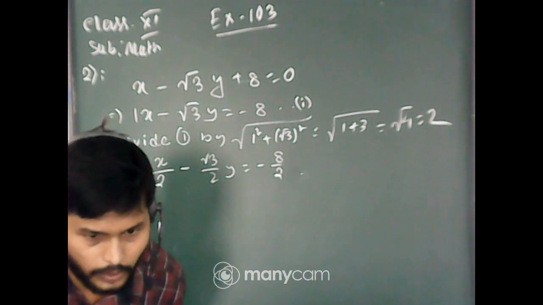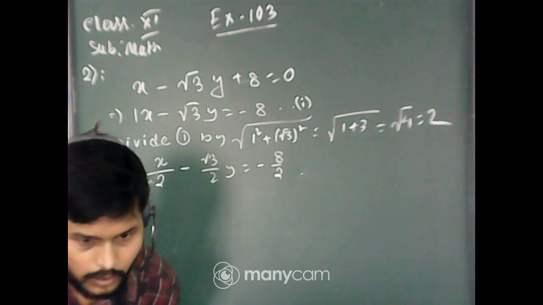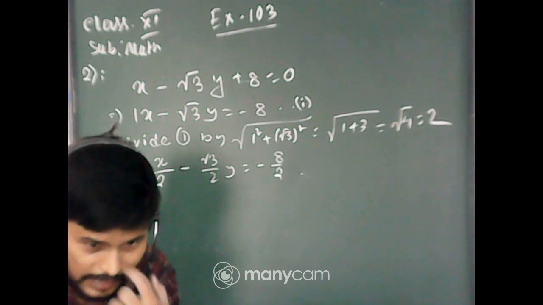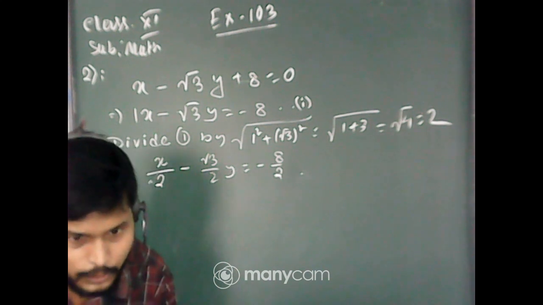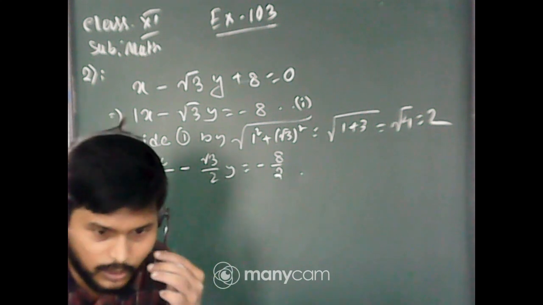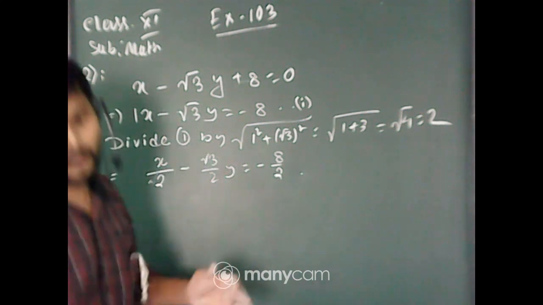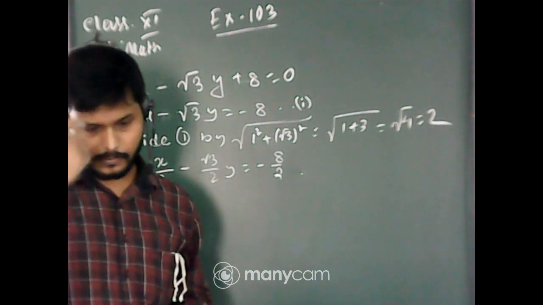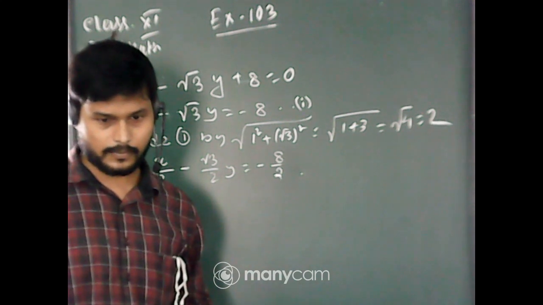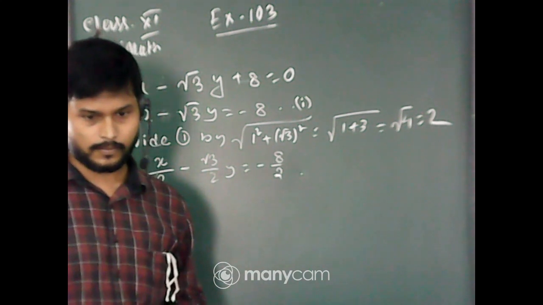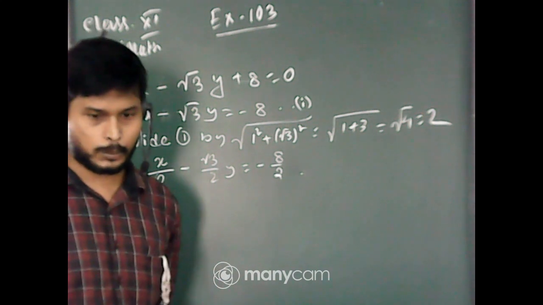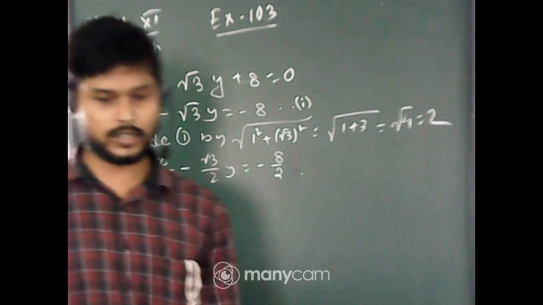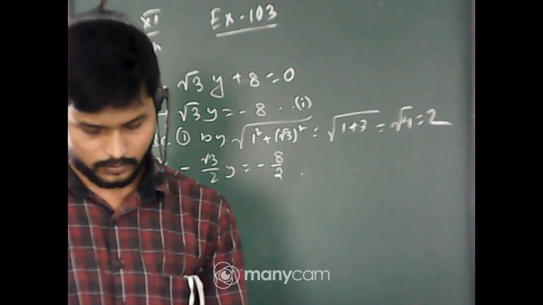Here the root of a square plus b square is the hypotenuse. Hypotenuse of what? There is no right angle triangle actually, so how can I say the result will be a hypotenuse?